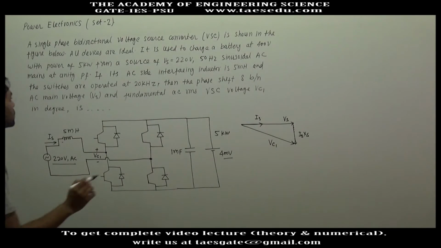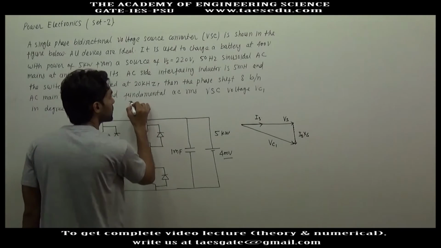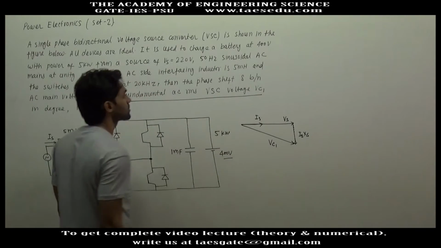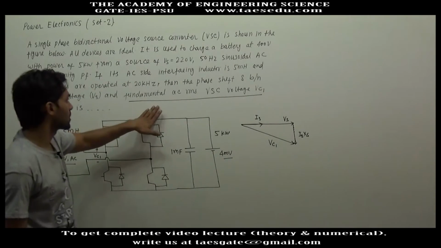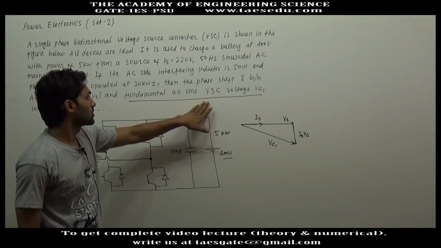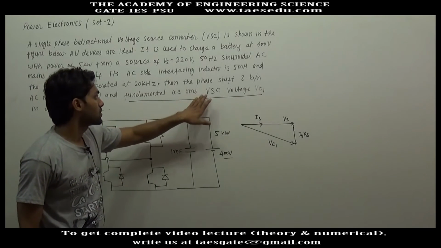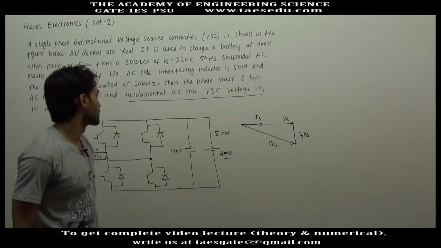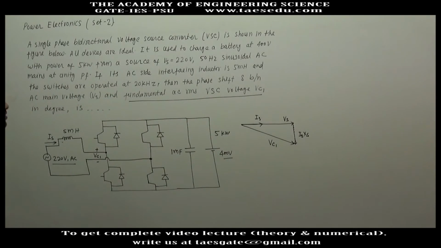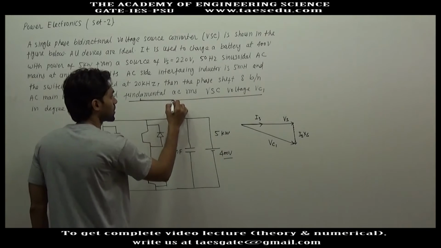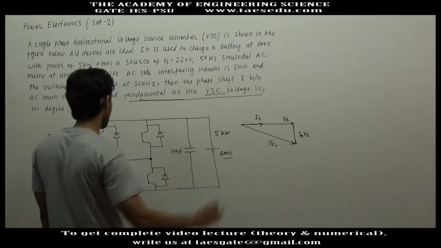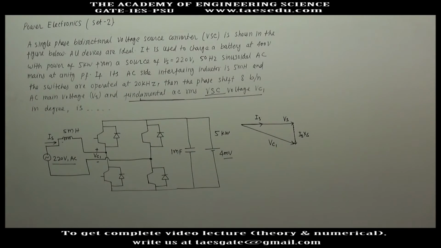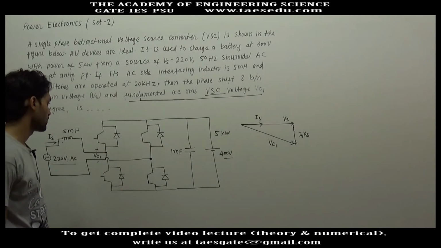That means main voltage and the fundamental AC RMS voltage source converter voltage Vc1. It talks about the fundamental component of voltage source converter voltage. Now, if these switches are operated, what will happen?